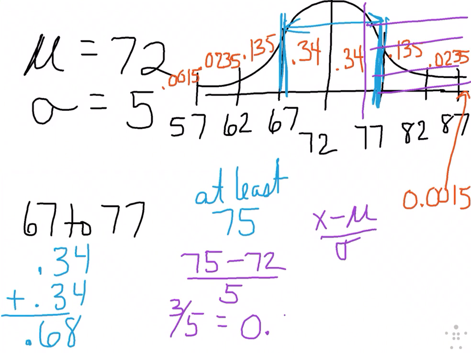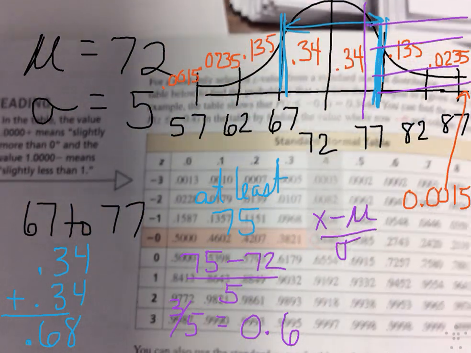I'll give you a hint. It's point, rhymes with sticks, 6. Good. Okay, so 0.6. So when we go to the table, which was on page 598, and again, if you need the table, I will provide it for you so you don't have to waste time on your note card for it. So I go to the table.